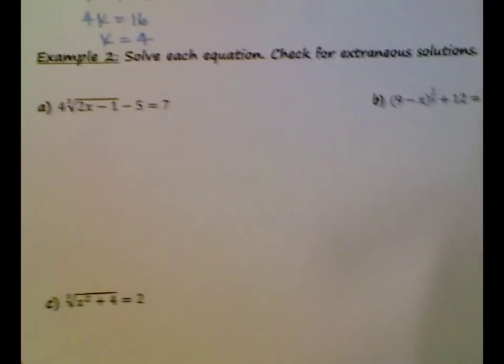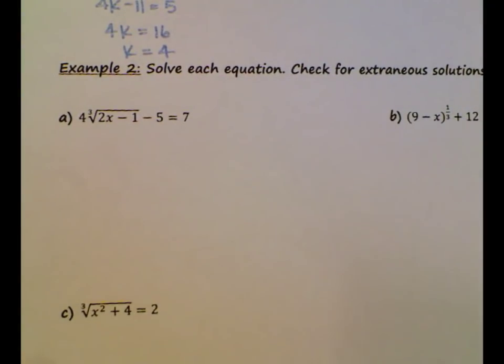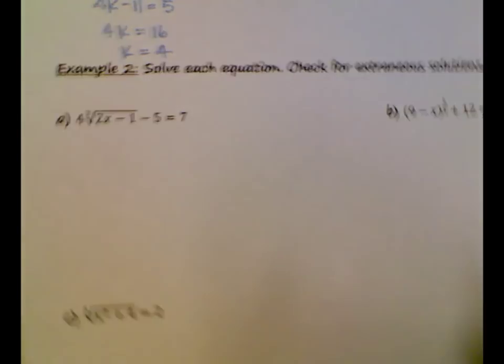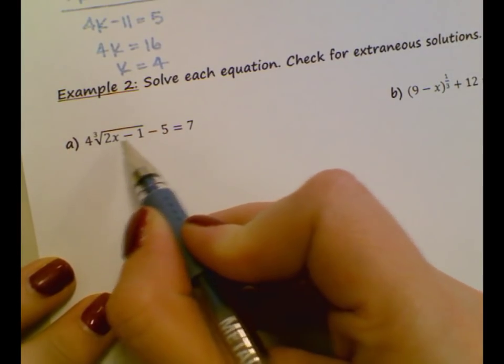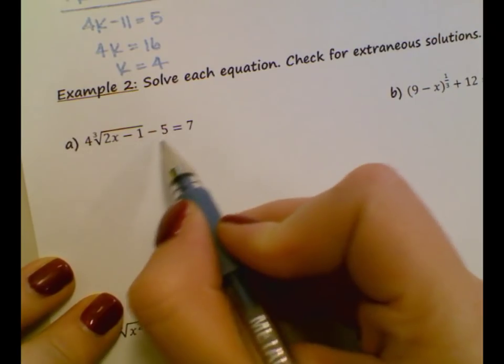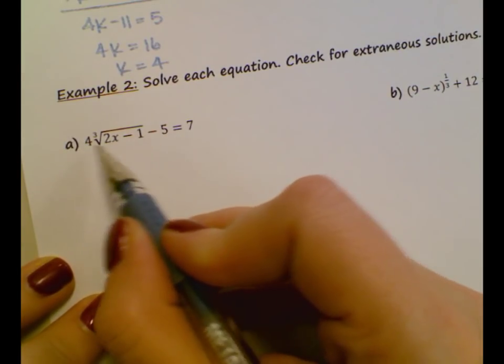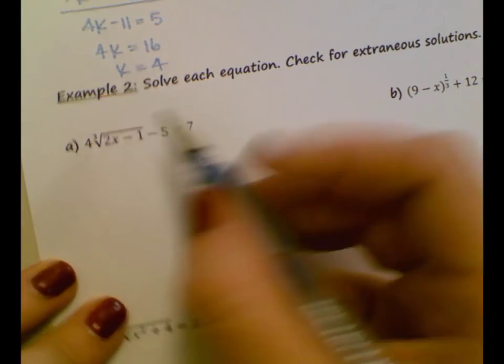And you kind of do the same exact thing. So instead of square rooting stuff or squaring it, we're going to cube it, cube root it. So the opposite of cube rooting is cubing, and the opposite of cubing is cube rooting. Okay, but we still do the same steps. So let's look at A. In order to start these problems, everything has to be isolated. So you see the cube root right here? You need to get rid of this negative 5 and the 4, because you need the cube root to be all by its little lonesome.